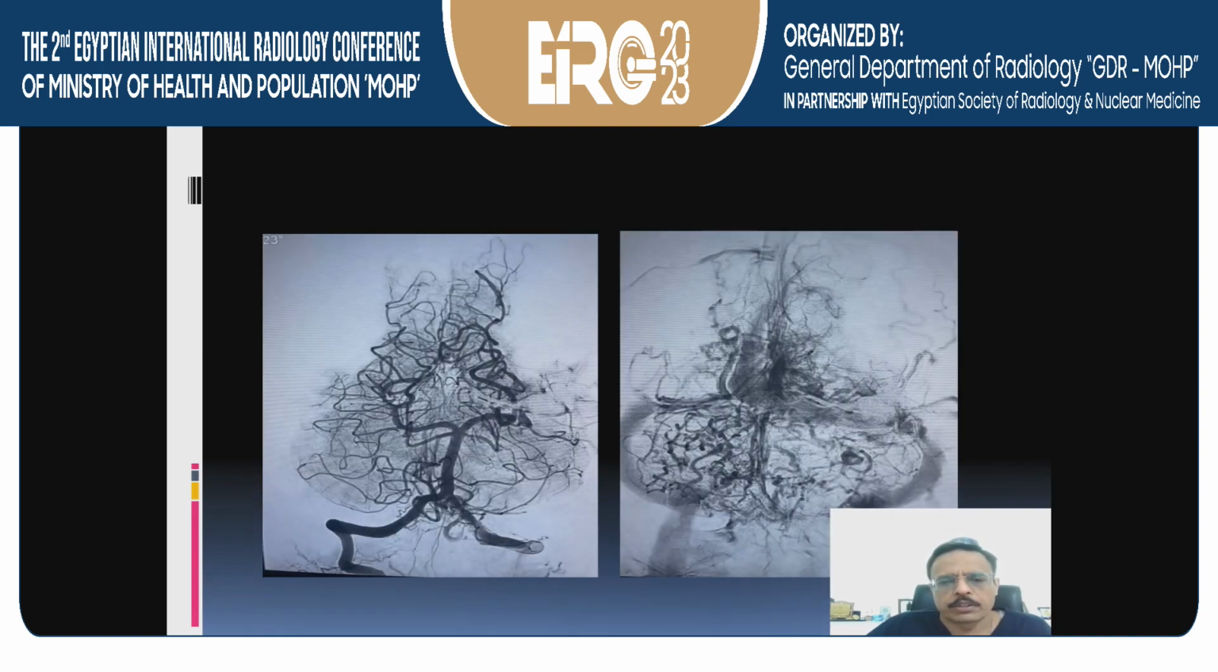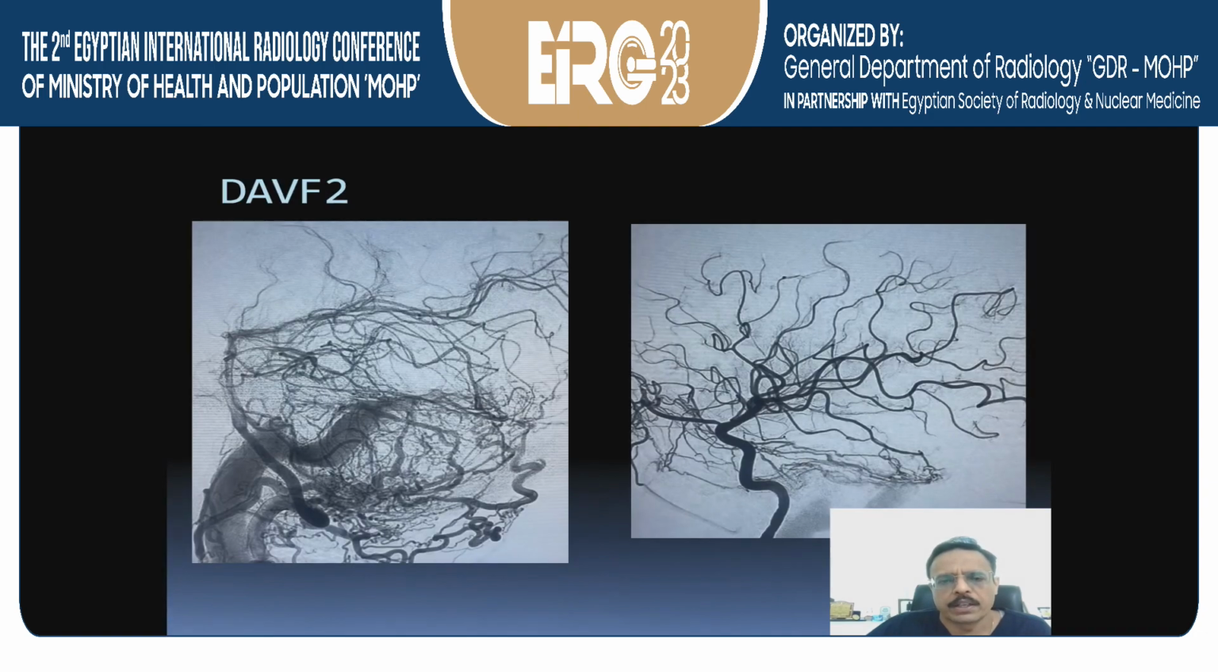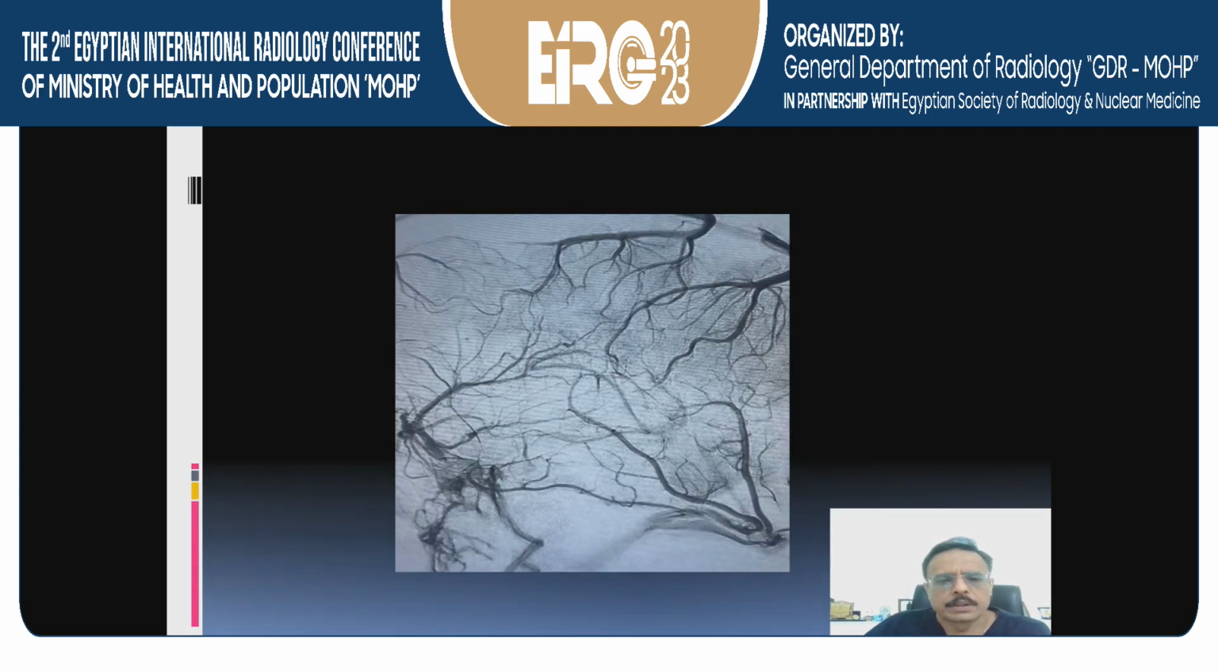And this is the final angiogram. It shows that the dural AVF is gone, but you can see the left lateral sinus is filling very well, and on the follow-up it also remained patent. This is another dural AVF of the left lateral sinus, but again no good arterial access.